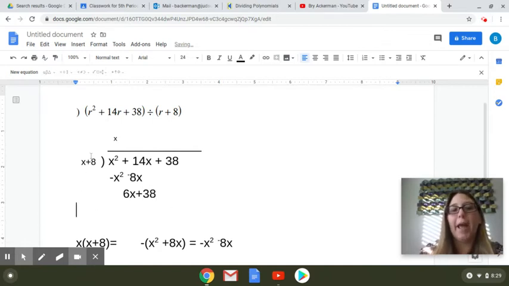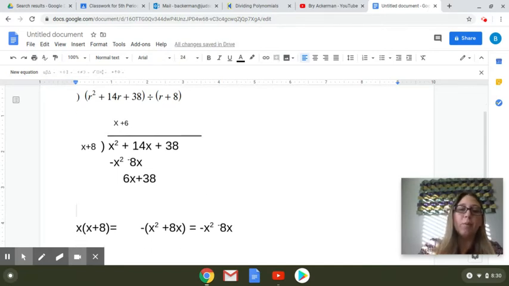We then say, okay, x over here, right? This x right here goes into 6x, right? Or 6x divided by x. How do we get that? Well, that gives me a positive 6. So that goes up here. But again, that positive 6 has to be distributed, right? So just like we did down here, we have to distribute that 6 into the entire thing.